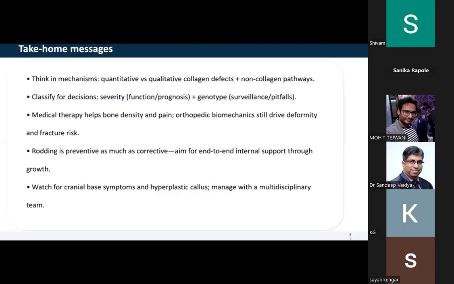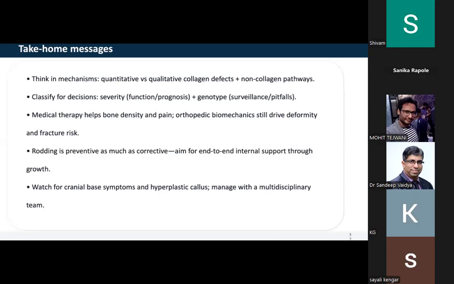So the take home messages are: the mechanism of why the OI is happening is very important, whether it's a qualitative or a quantitative problem. We have to always remember our classification to counsel the patient and the parents and to prognosticate the disease. Medical therapy is going to improve density and the incidence of pain, but eventually we need orthopedic procedures to correct the biomechanics to reduce the recurrence of deformities.